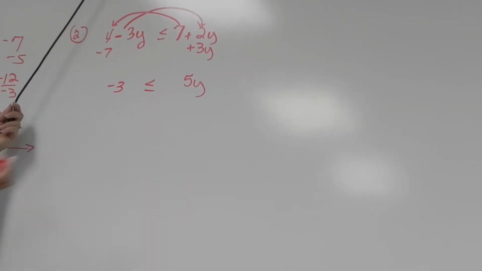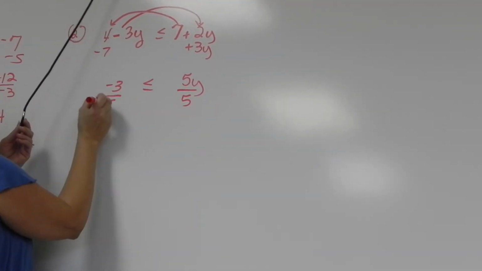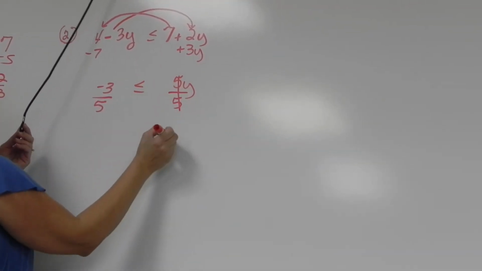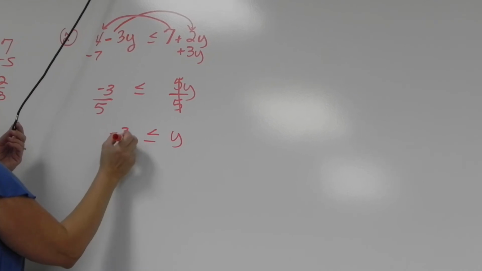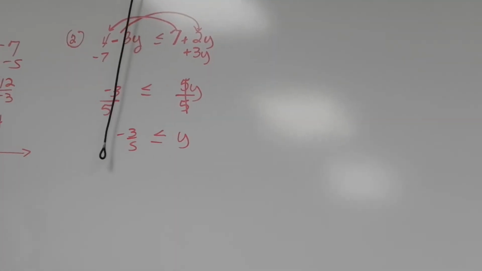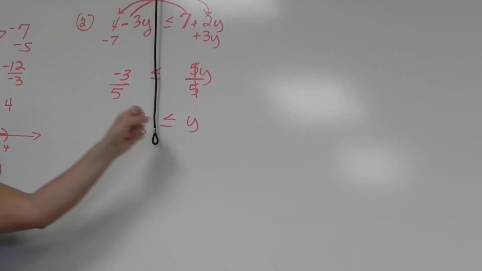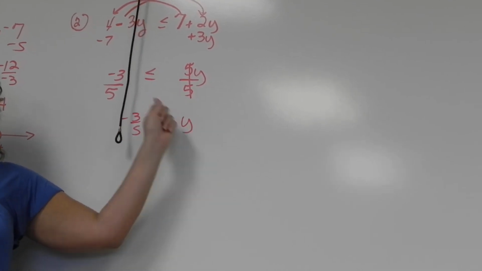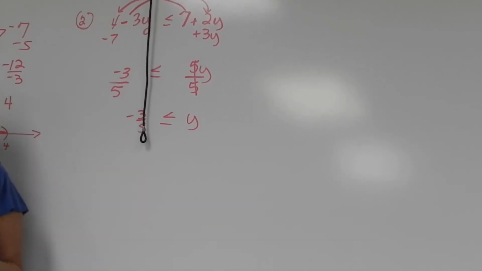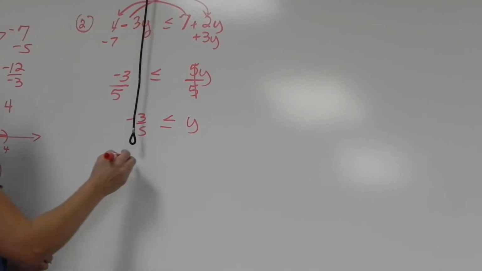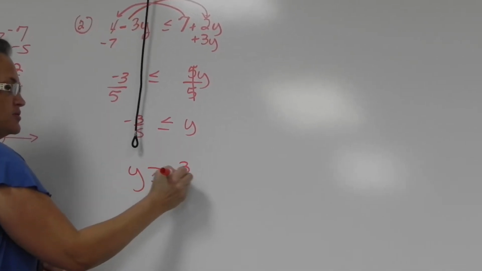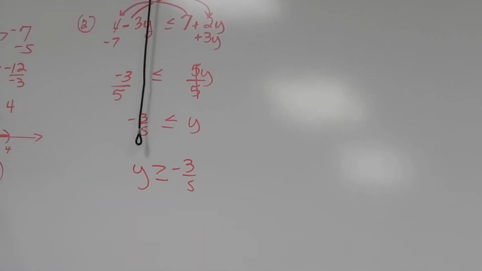You solve by dividing by 5. Do not flip the inequality. You're dividing by a +5. But like I said, you just kind of have to read it backwards. I know it looks like a less than sign, but read it from y's point of view. Y is greater than or equal to -3/5. You may just want to write it that way. Y is greater than or equal to -3/5.